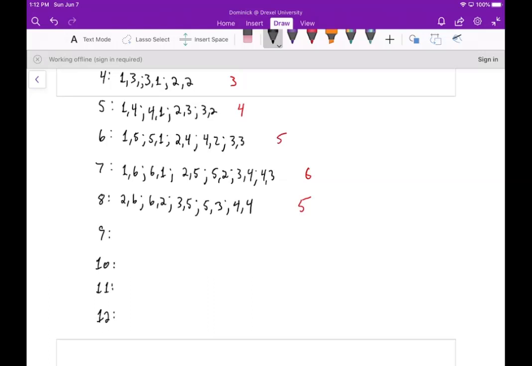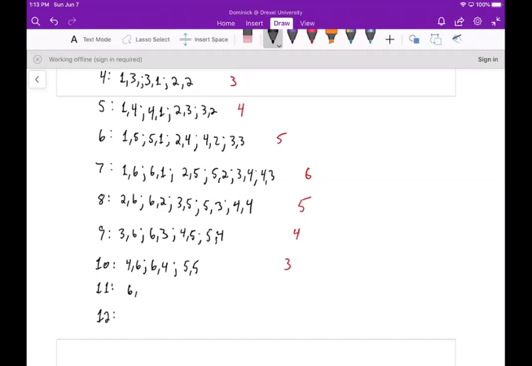Right, so for 9, you have 3 and 6, 6 and 3. We have 4 and 5, and 5 and 4, for 4 possibilities. And then for 10, we have a 4 and a 6, 6 and a 4, or a 5 and a 5. So that gives us 3 possibilities.